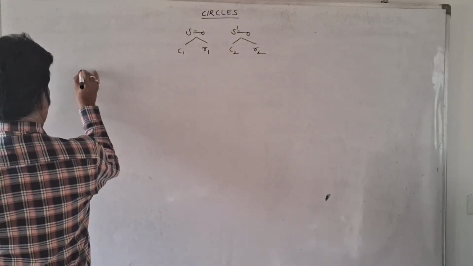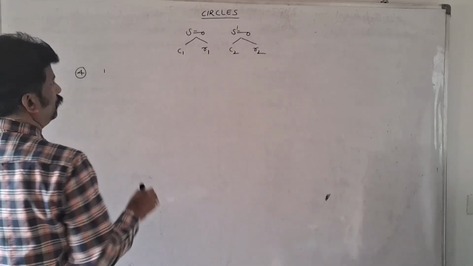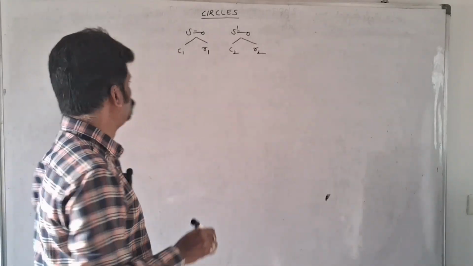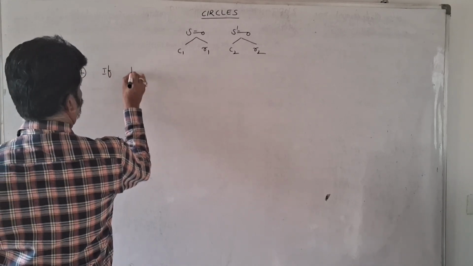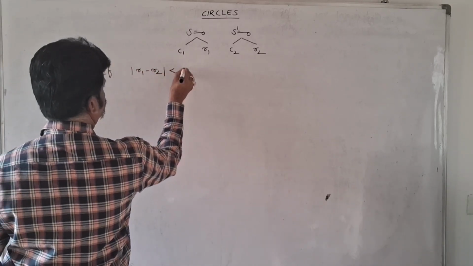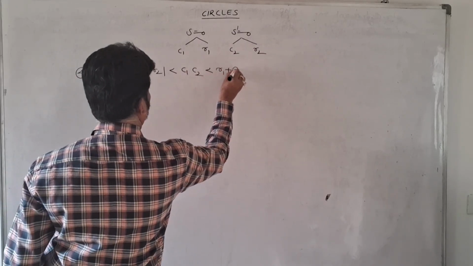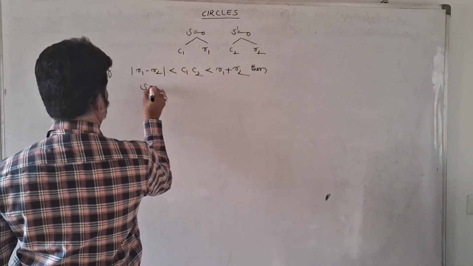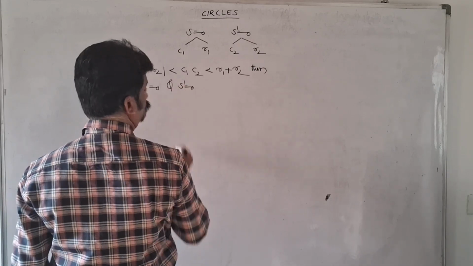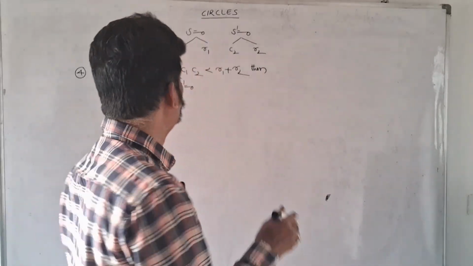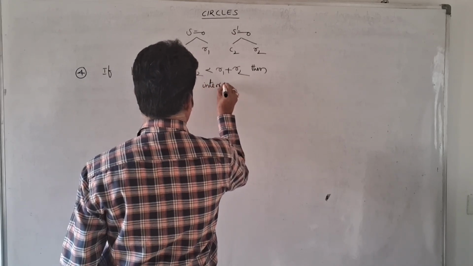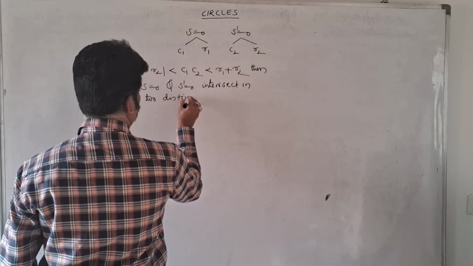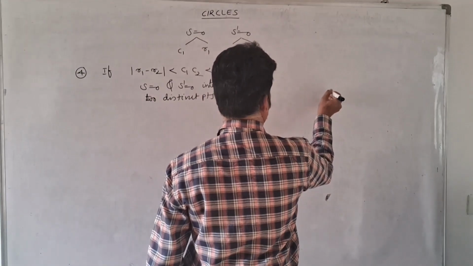Now fourth point. If S equals 0 and S' equals 0 are two circles with centers C1, C2 and radii R1, R2 respectively, and modulus of R1 minus R2 is less than C1C2, which is less than R1 plus R2, then the two circles intersect in two distinct points, like this.